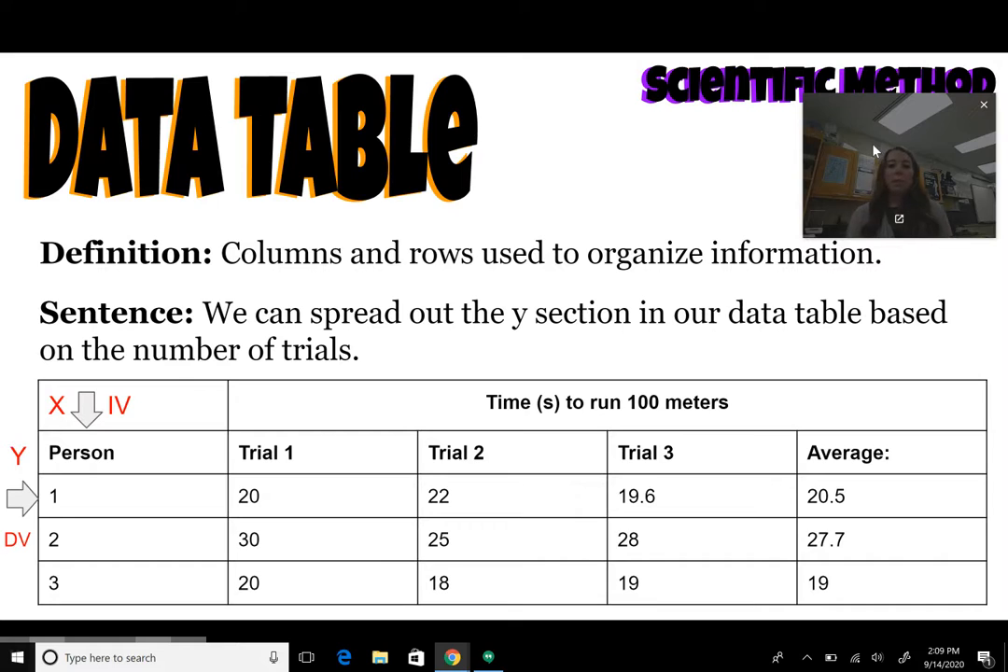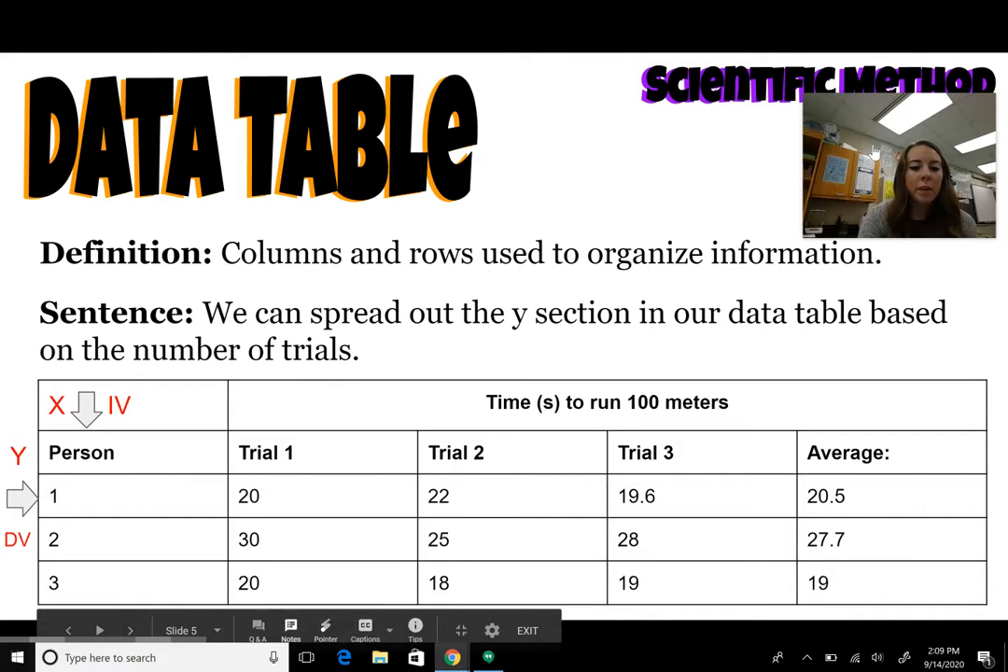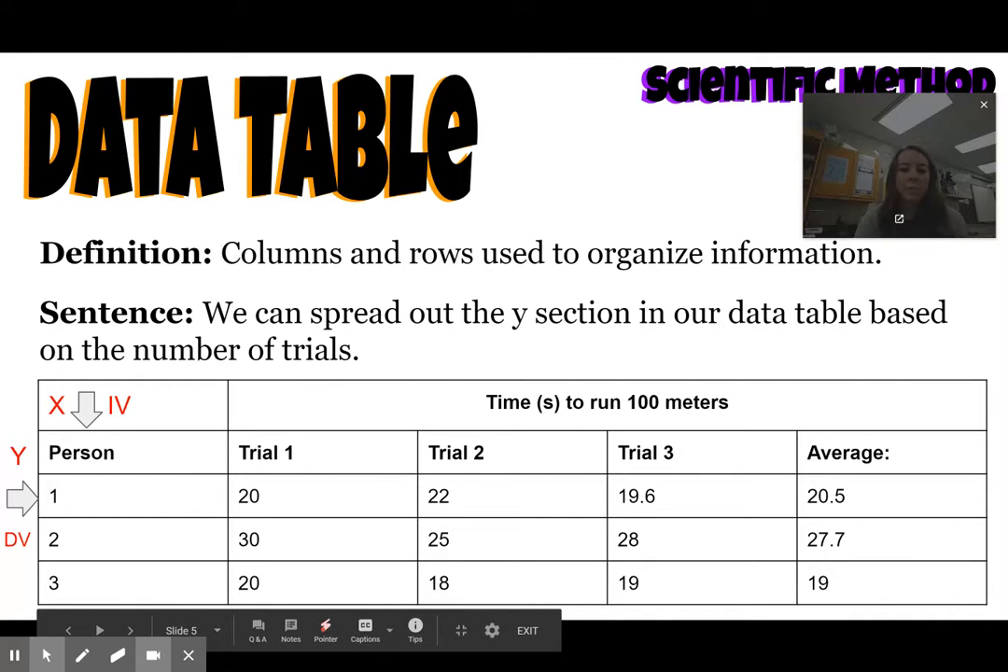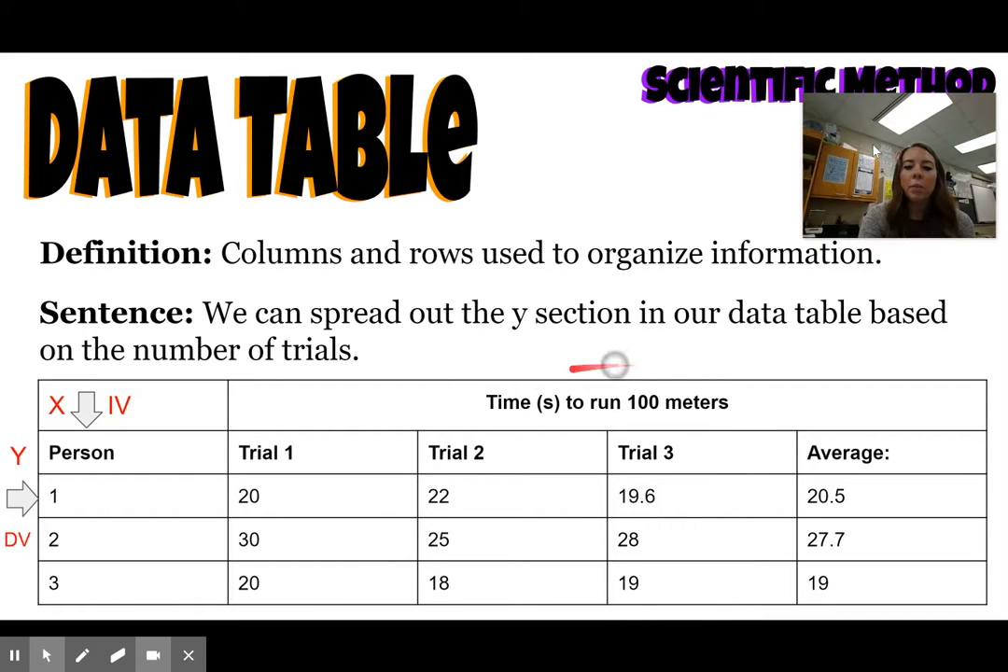So this is what you're going to be working with a lot today and on Monday. A data table is columns and rows used to organize information. And we can spread out the Y section in our data table based on the number of trials. So let's take a look at what this all means. So we can see here that we have our data table. We are looking at the time it takes to run 100 meters.